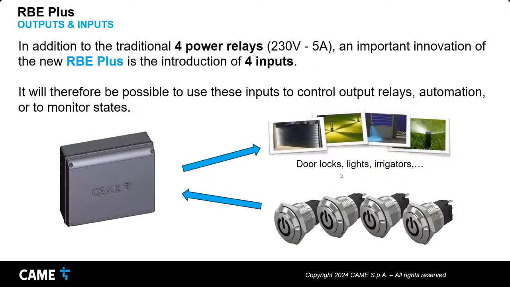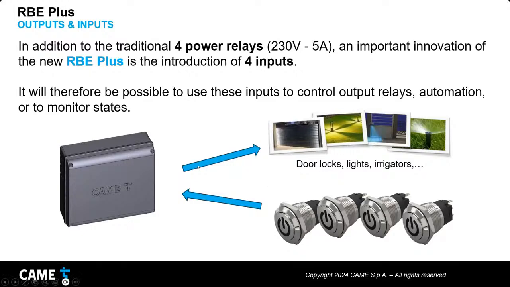When we talk about the outputs and the inputs, we need to say that in addition to the traditional 4-power release, so 230 volts, 5 amperes, we have also introduced 4 inputs. They can be used in order to control the output release, to control third-party automations, to control the states of the monitor, so monitoring the states of the same outputs. So in order to have a feedback.